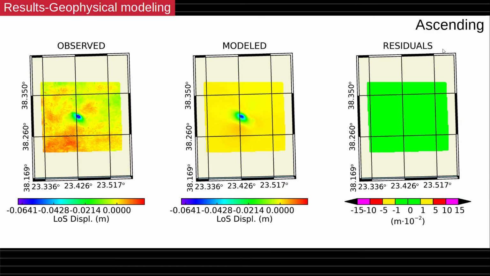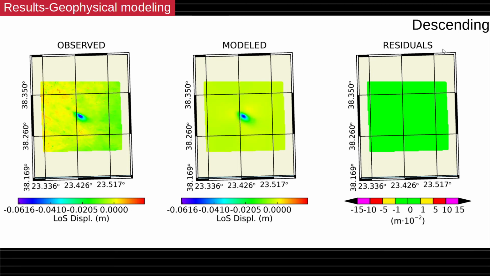So here we have our first geophysical modeling results. On the left, the observed, you see the line-of-sight displacement that we have generated from the InSAR processing. In the middle, you can see the model that has been generated from the Okada, and the residuals between the two layers. These results are in ascending mode, and as you can see here, they are in the descending mode.